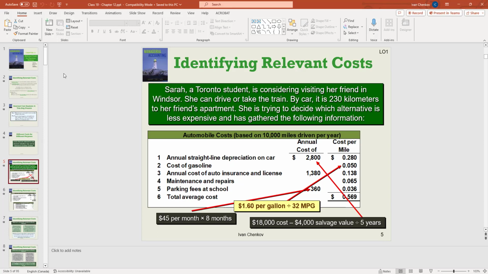She already paid the parking fee at the school, $360. If she decides to go with the train, can she avoid the cost? No, she can't. It's already paid. If she decides to go with the car, can she avoid the cost? No, it's already been paid. So that's a sunk cost. For that reason, we're not going to take into consideration the cost of the parking fee.